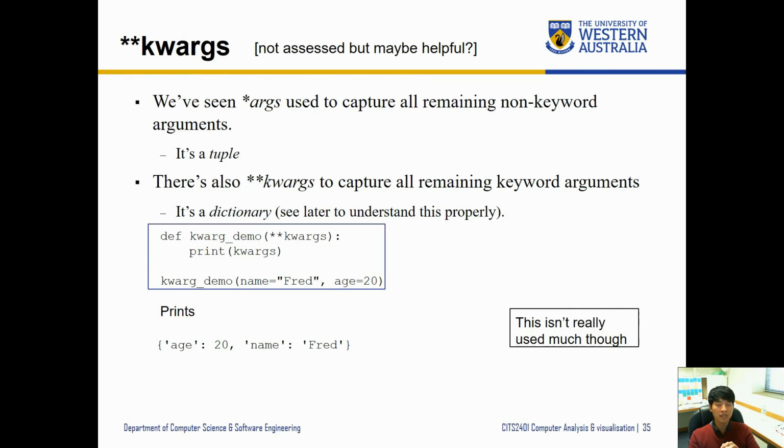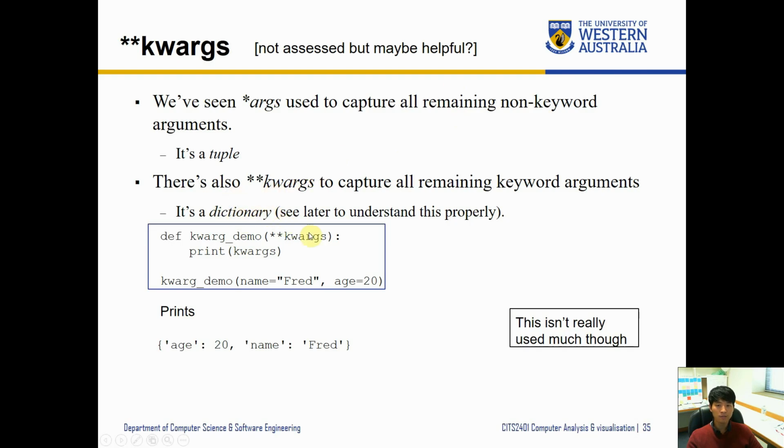This is not going to be asked as part of the labs or the questions, but it could be helpful. Before, we have seen star args, the one that puts all the items into a tuple, right? So it's a tuple. But there's another option called kwargs, which uses 2 stars to capture all remaining keyword arguments, and this is going to create a dictionary. But we haven't covered dictionary yet, which will be covered in the next 2 or 3 videos.